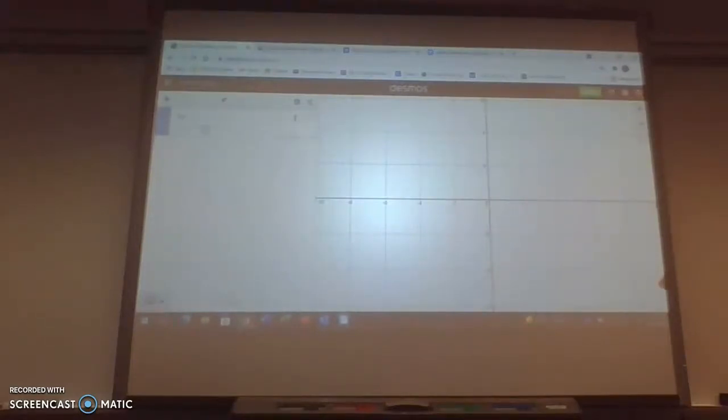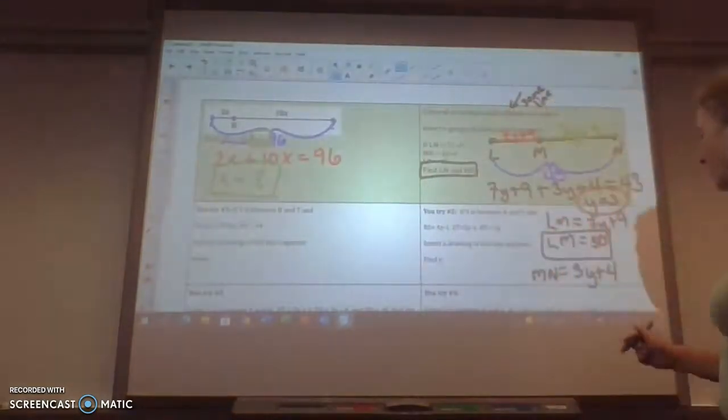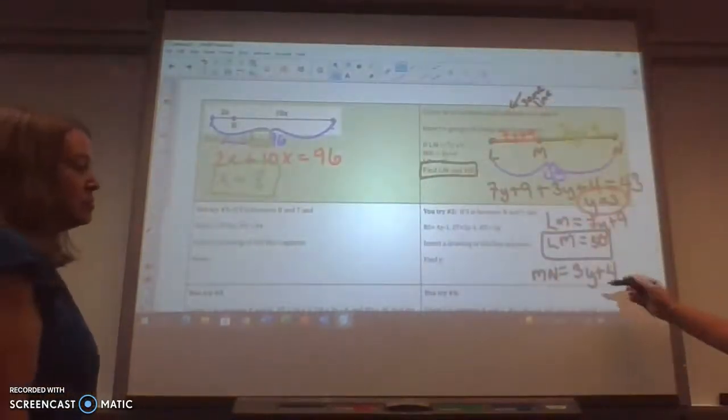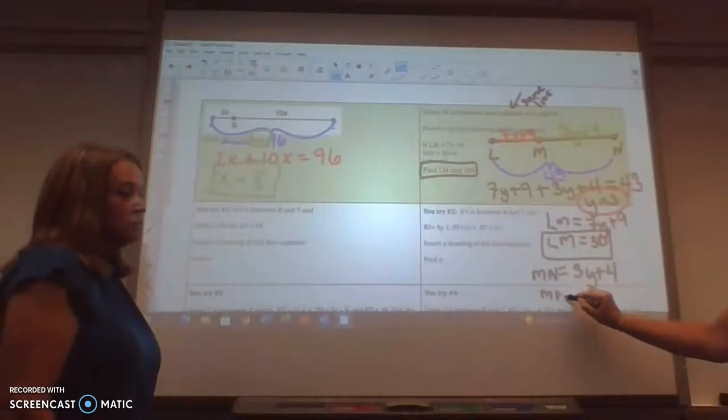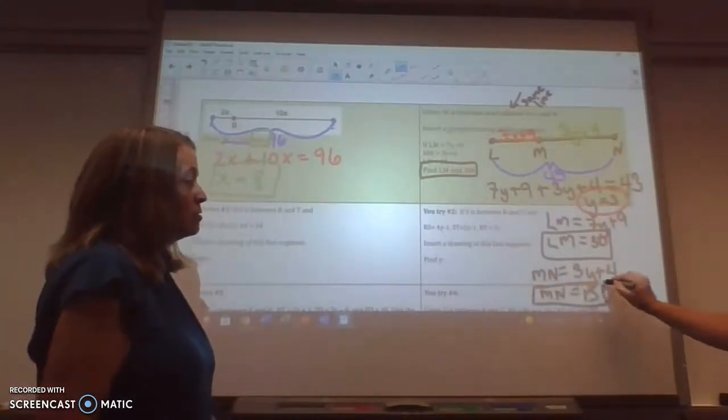So 3a plus 4, and then I know that my y was 3, so now my answer is 13. So now I know that MN equals 13. Okay, so those are my answers, and I could even check them.